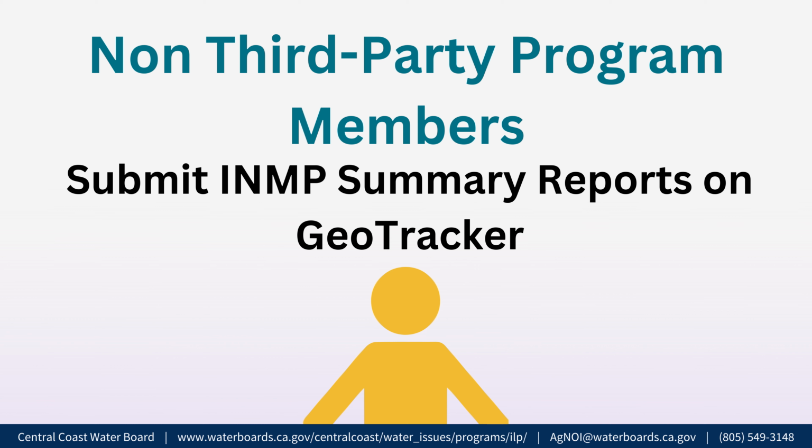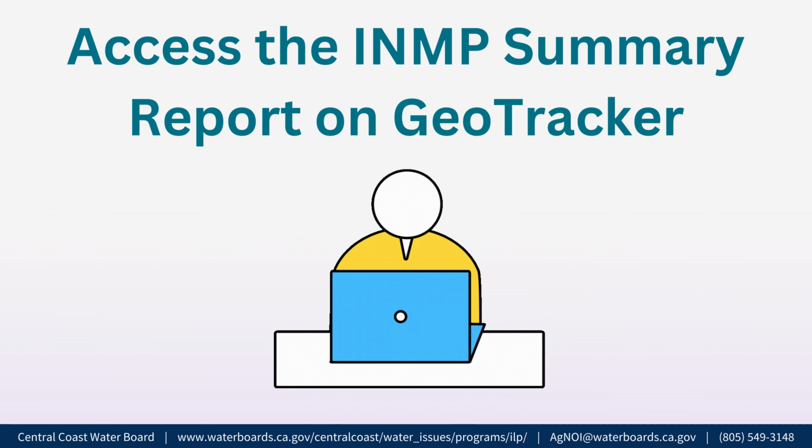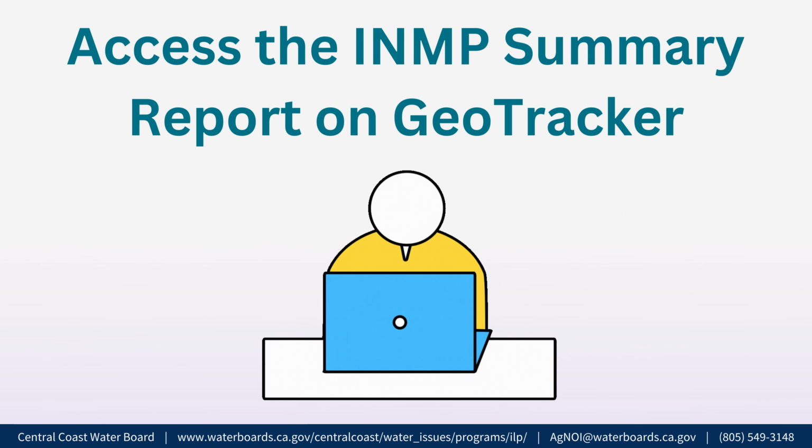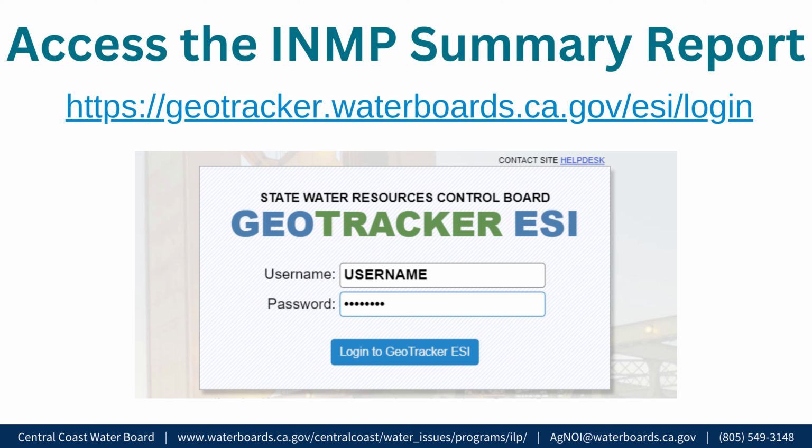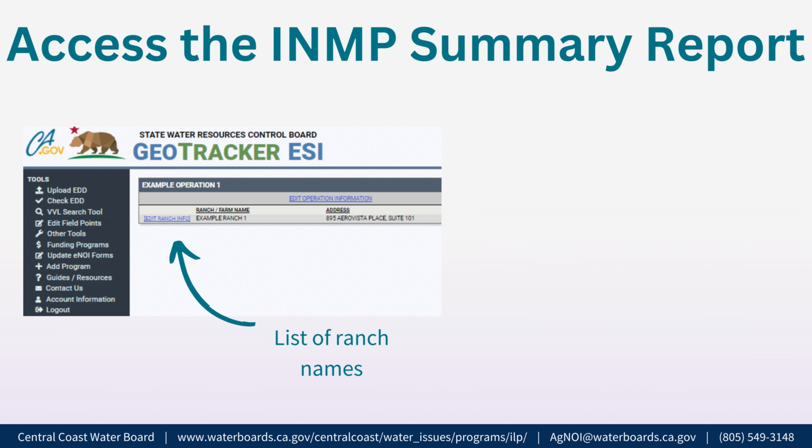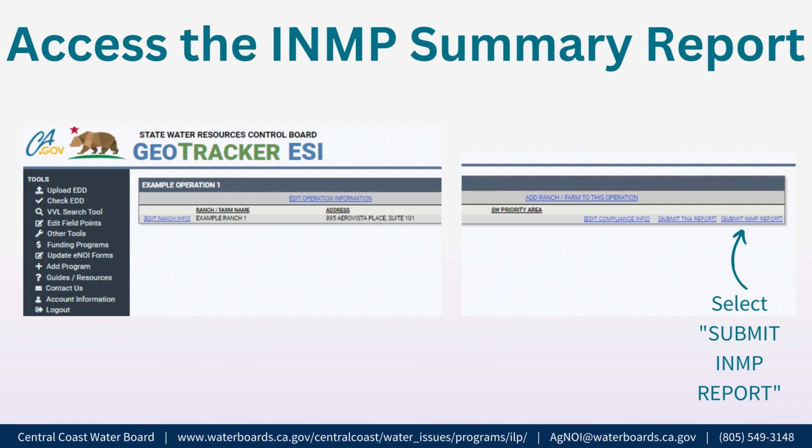The remainder of this tutorial focuses on how to submit an INMP summary report for growers who are not members of Preservation Inc. To access the INMP summary report, visit the GeoTracker website. Log in by entering your username and password. Once logged in, you will see a list of ranch names on your GeoTracker dashboard. Scroll to the right of the ranch name and select Submit INMP Report for the ranch you are reporting on.